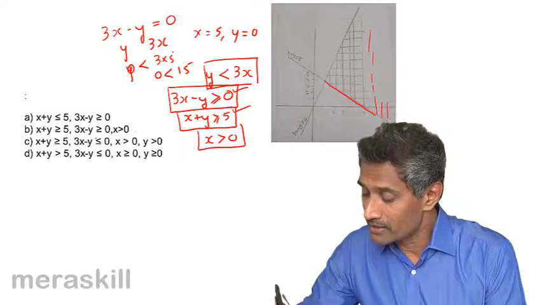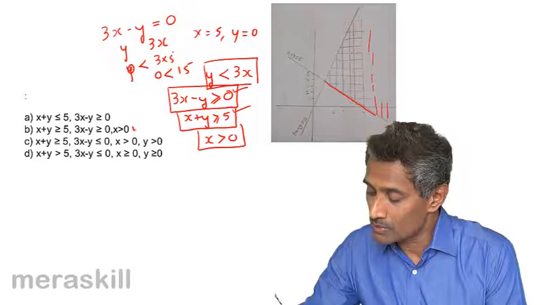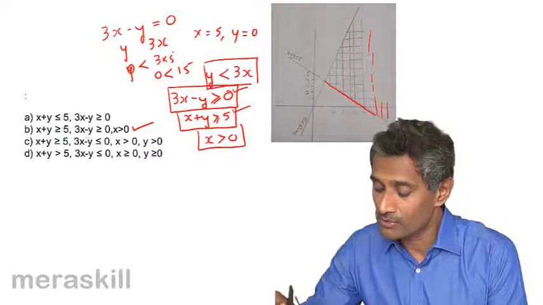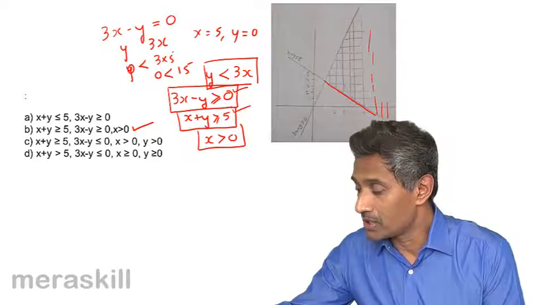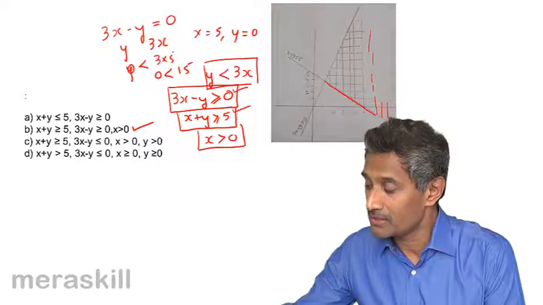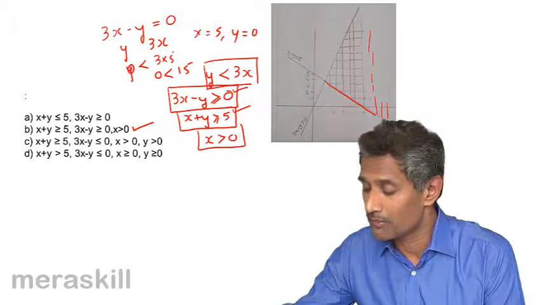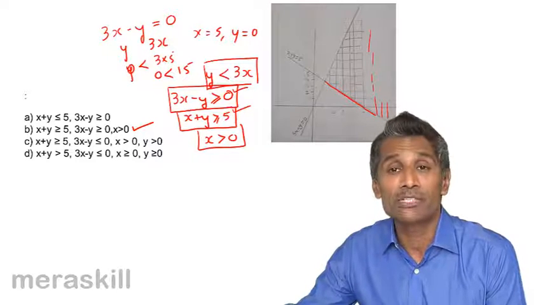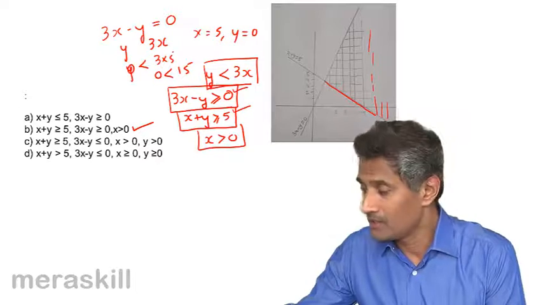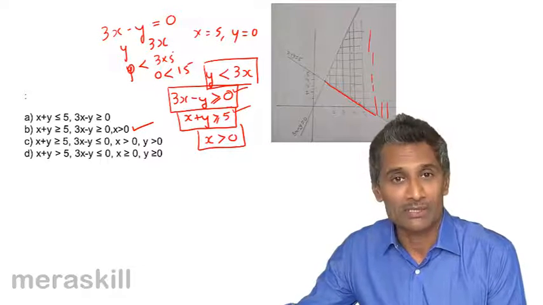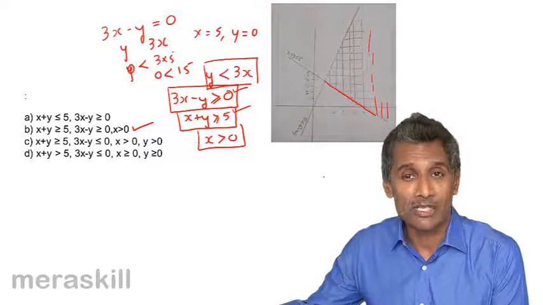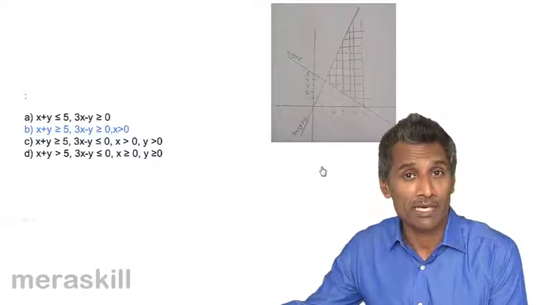So let's look at these options. Among these, this one seems to be the right answer. You have x plus y greater than or equal to 5, which is very clear because it is on the non-origin side. 3x minus y greater than or equal to 0, we substituted the values and found out. And in this particular region, we don't say y is greater than or equal to 0 because y can be negative and x is going to be positive. So among these, this one seems to be the right answer. Let us check what the answer is. Yes, we are right over here.